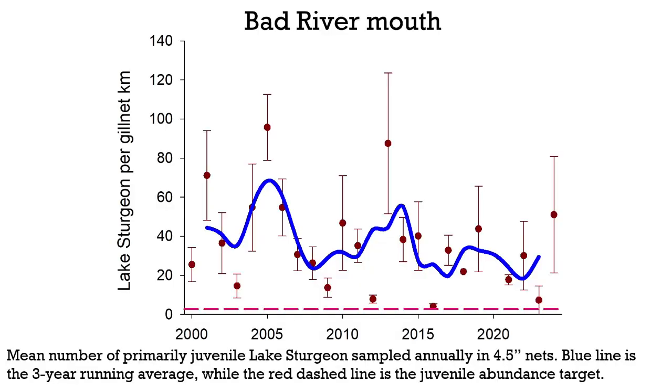We do have some juvenile data, again some longer-term data sets and some shorter-term ones. Here's one off the mouth of the Bad River. This is strictly fishing 4.5-inch gill nets, so picking up those juvenile-age fish that we target in our regular juvenile nets, which are mostly made up of 4.5-inch mesh as well. The dashed red line at the bottom is what our juvenile target would be, translated over to just 4.5-inch mesh. So you can see here in the Bad River, maybe a slight decline over time, but still very healthy numbers of juveniles, averaging around 30 fish per gill net kilometer.